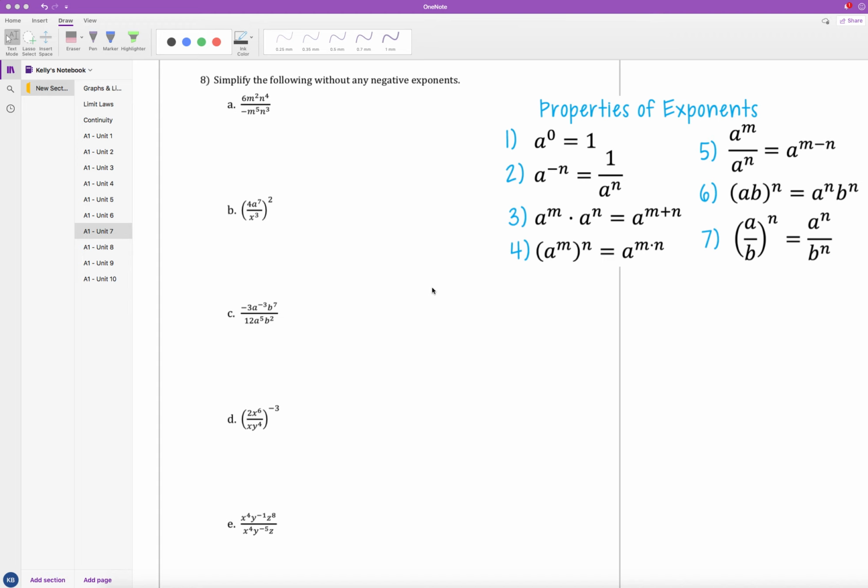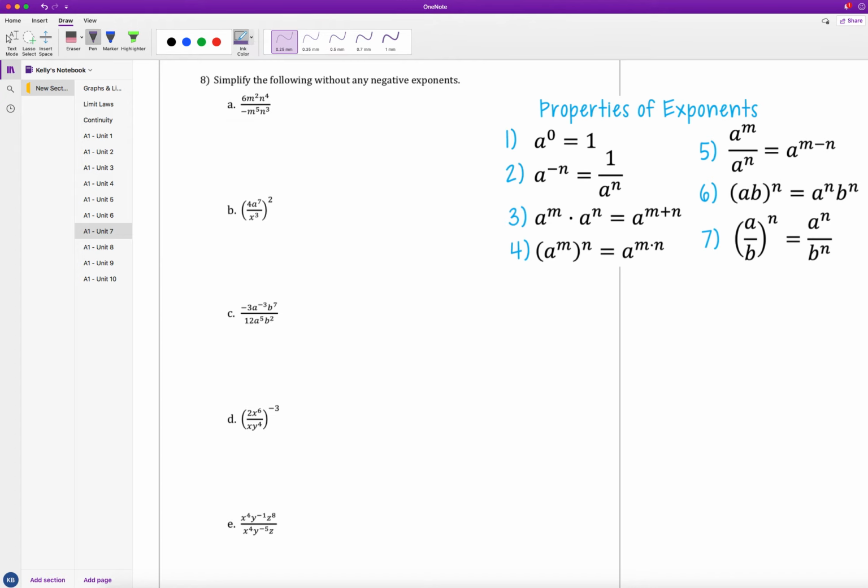Okay, we are continuing on with Unit 7. This is our last video for Learning Target 7a, Properties of Exponents. So in the prior two videos, we talked about each property of exponent. We went through all 7 of those properties. They're listed for you for reference over here on the right-hand side of the screen.